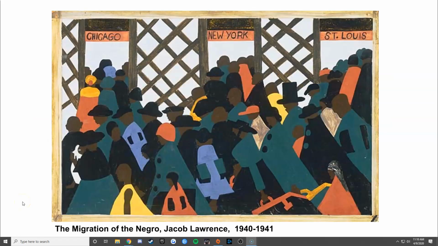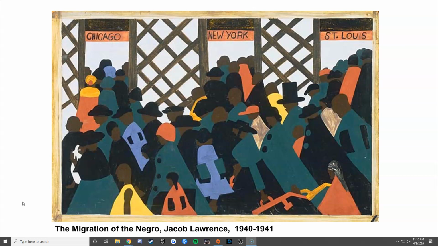Okay, so what we're going to do is look at a series of paintings. They were all painted by Jacob Lawrence. They all have to do with the migration of African Americans northward during this Great Migration period. So we're going to use the paintings and the captions from the paintings to answer our questions today.